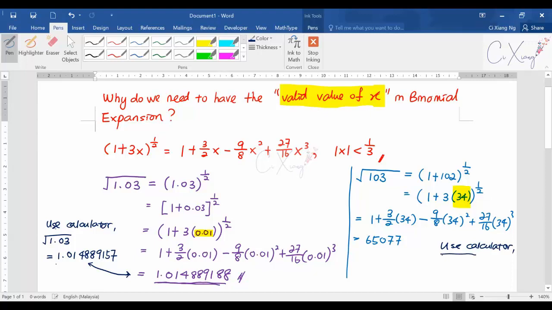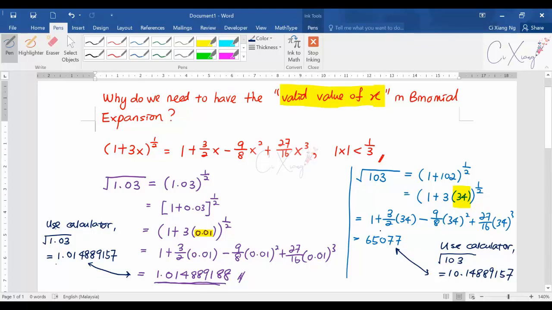And if you use the calculator, what is the answer for the square root of 103? The answer should be 10.14889157. Okay, so if you compare these two answers, the answer that you estimate by using binomial expansion is the wrong one. Can you see that or not? Because the correct answer is 10 point something, but the value that you get is 65,000 plus.